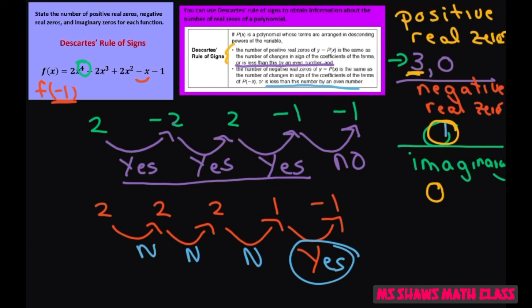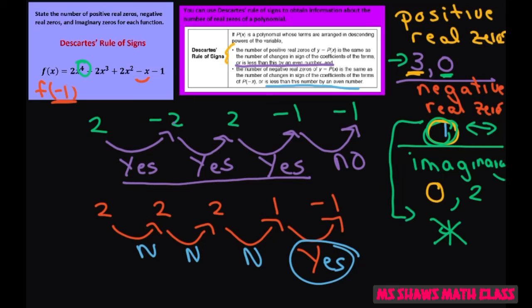Now if we have 0 positive reals, and then you have 1, you can only have 2. You cannot have 4 because you have this negative real solution. You can't have 4. So that's out.